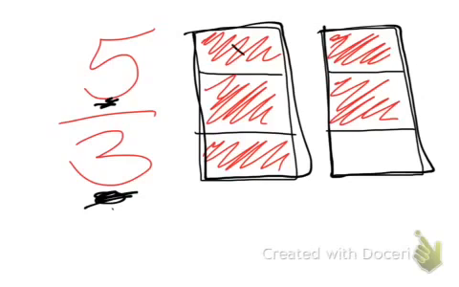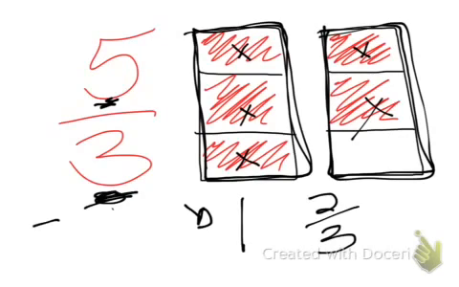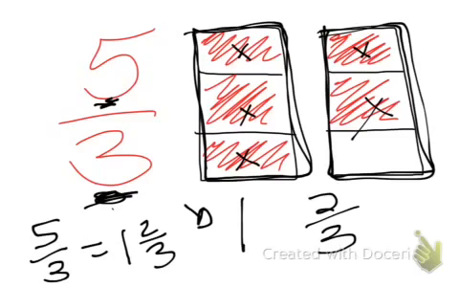What you see is we have 1, 2, 3, 4, 5. So that means we have one whole here, and then how many do we have left? We have 2 thirds left. So we took out the 1 whole there, put it right there, and then we have 2/3 left. So 5/3 is equal to 1 2/3. We've just changed an improper fraction into a mixed number.